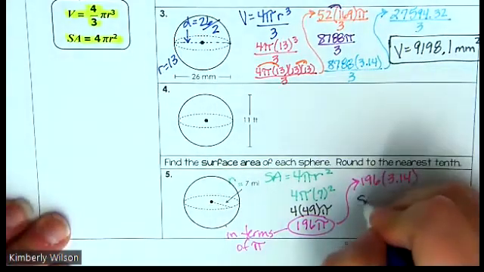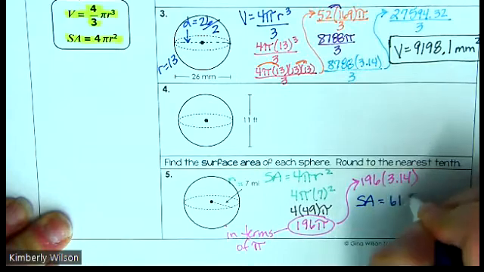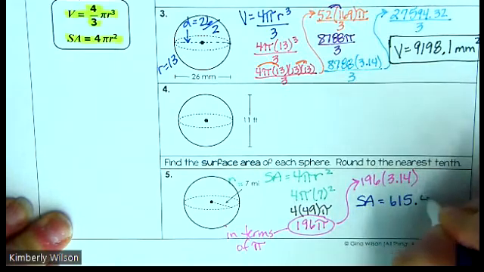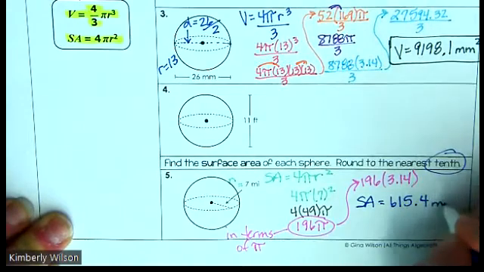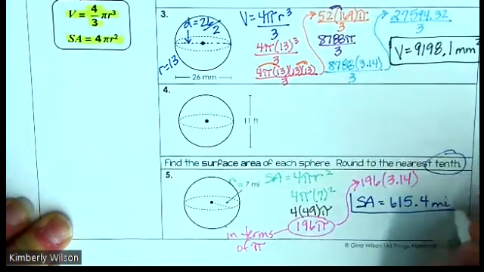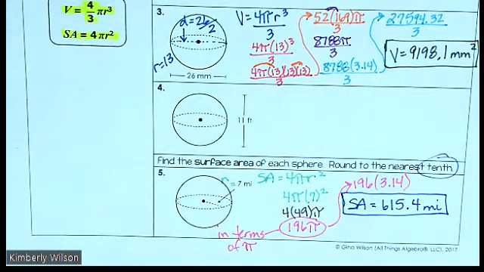So my surface area is equal to 615.4 once rounded to the nearest tenth, and this is miles. That's a big sphere. Okay. Here we go.